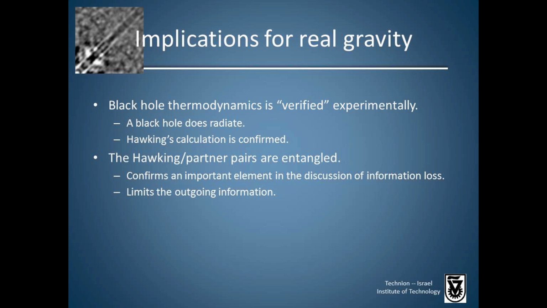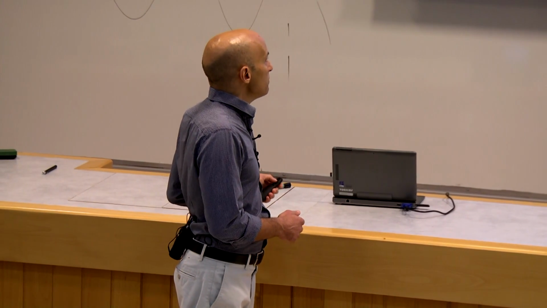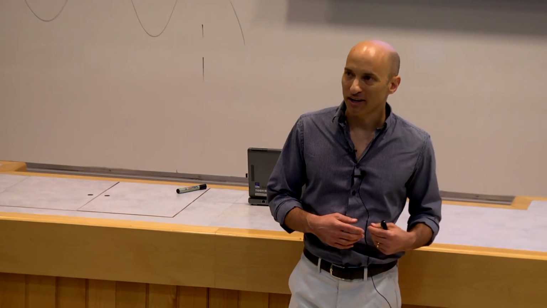Secondly, we saw that the Hawking partner pairs are entangled. And this confirms an important element in the discussion of information loss, because as we discussed at the beginning, this entanglement limits the amount of outgoing information that one can have in the outgoing Hawking radiation.